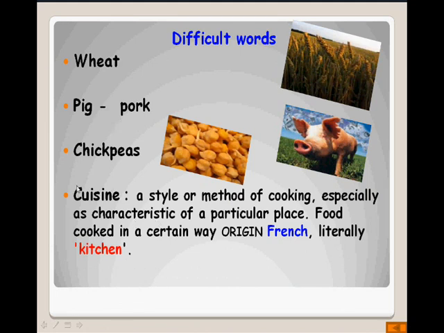The last word is the word cuisine, and this is a French word, and it means a style or method of cooking, especially as characteristic of a particular place. So it's the kind of food some people eat in a place. So each country, each area got its own cuisine. So it's the food cooked in a certain way, and this word is originally French, and it means kitchen. So if you are studying French, you know that the word cuisine means the kitchen. But here we are using it to mean the kind or the style of cooking, okay?